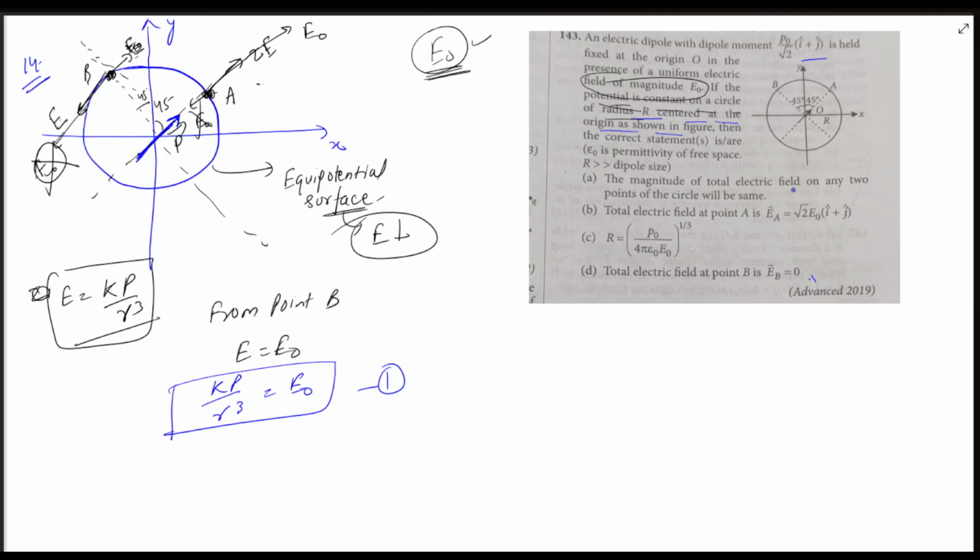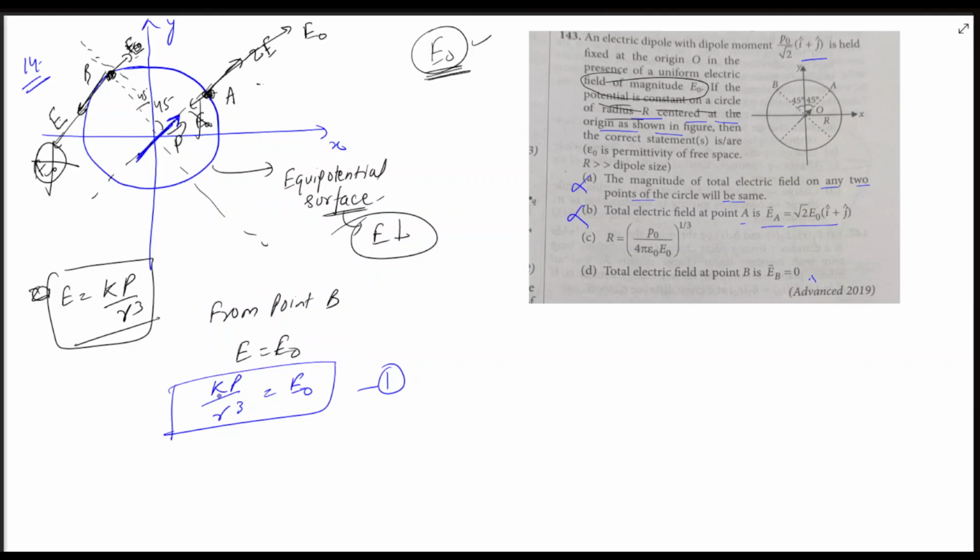The magnitude of the total electric field at any two points on the circle will be the same. Wrong, it will be different. The total electric field at point A will be this. No, it will be 3 times, right? So this is the wrong option. R we have to find. So from here we can find R, right?